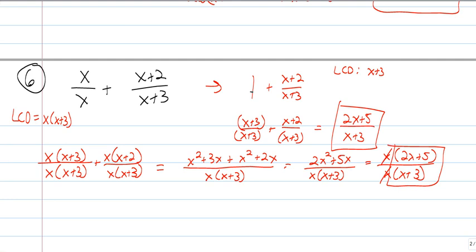Okay? So that's adding and subtracting fractions. Again, the bottoms need to match, and then you add or subtract the tops only. Quick review.